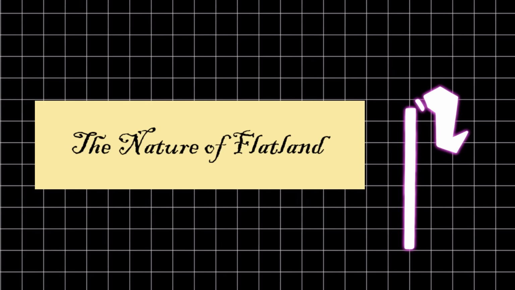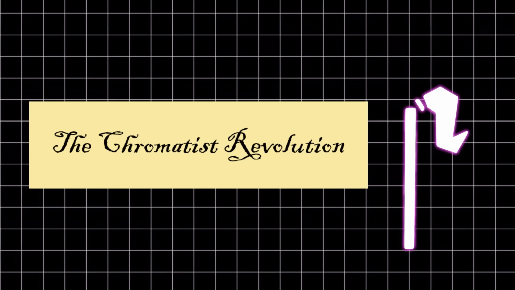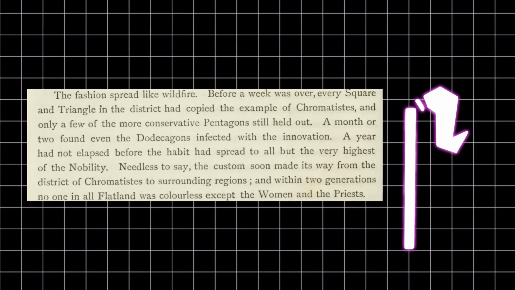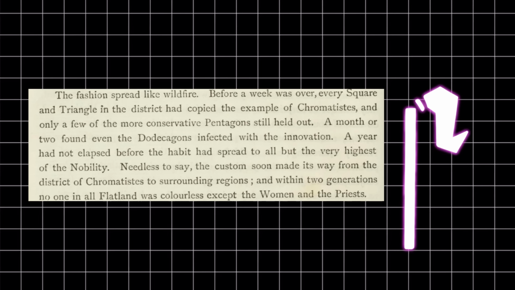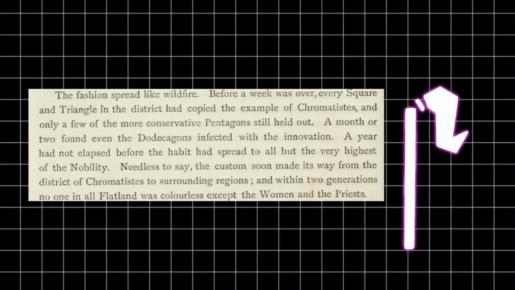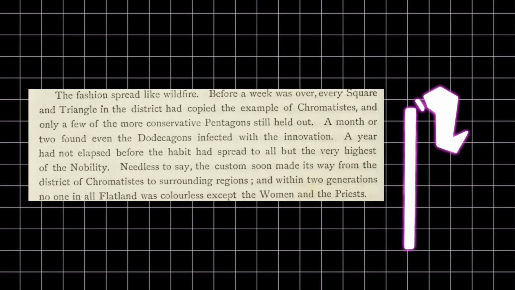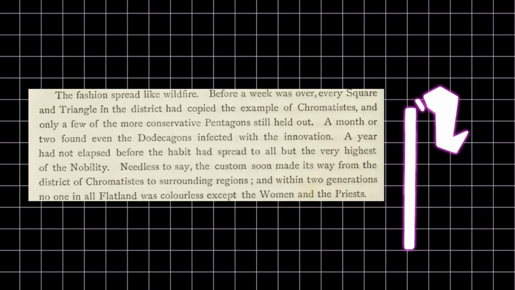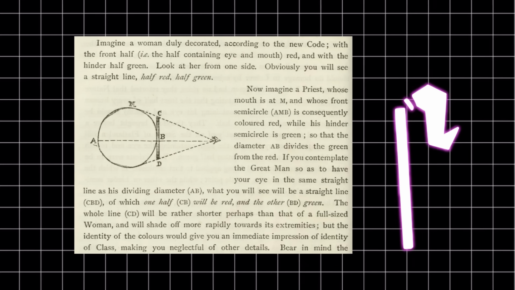Let's move on to the second arc in our two-dimensional tale, the chromatist revolution. So one day, a guy named Chromatistes found a way to turn the boring grayscale appearance of Flatland residents into a fun, vibrant array of colors. While viewed as a bit out there at first, the trend quickly gained traction to the point that even the highest classes were engaging in chromatism. However, some of the more conservative circles did not like this trend, for one reason in particular.